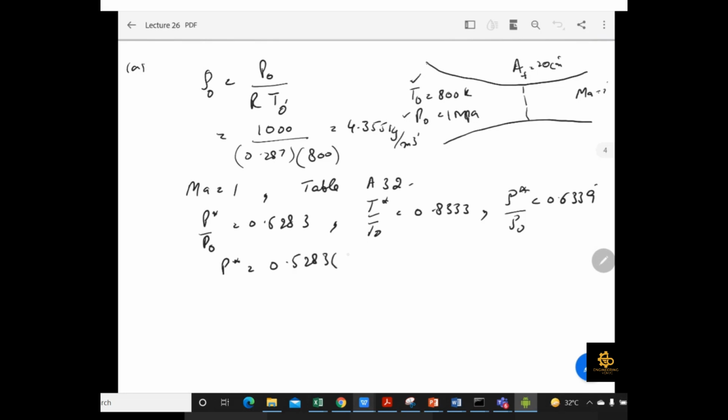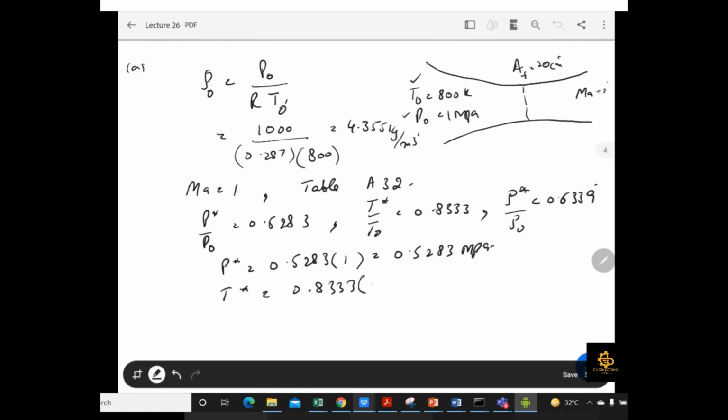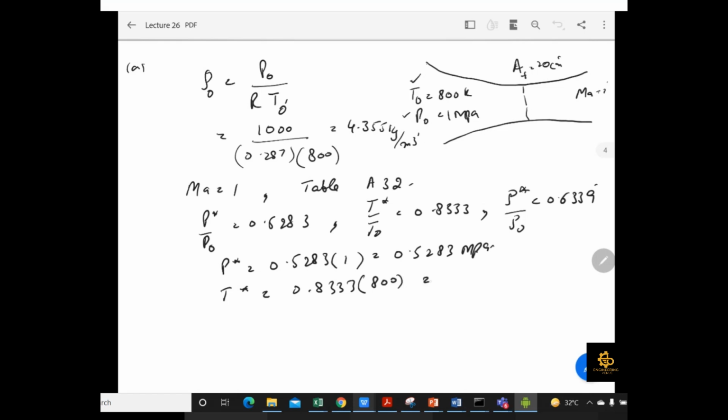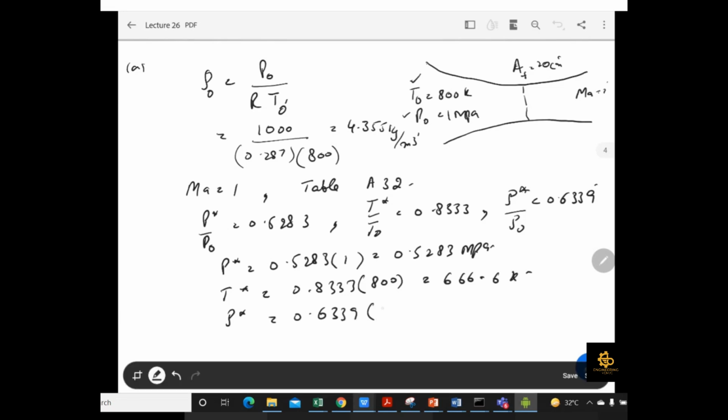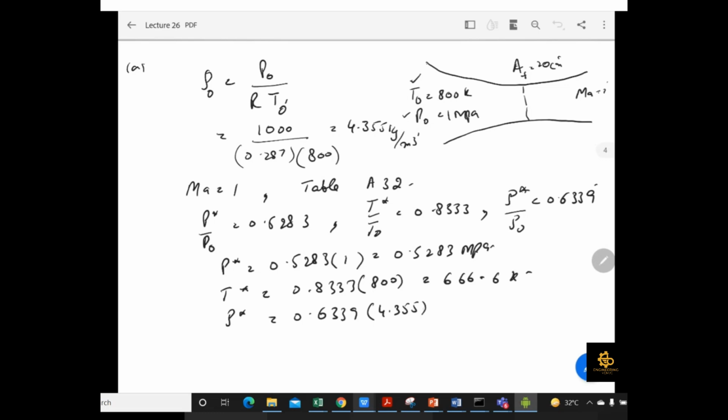From these relations, we can easily find part A. P star is equal to 0.5283 times P naught. P naught value is 1 megapascal, so it is 0.5283 megapascal. Similarly, you can easily find T star also. T star is 0.8333 times your stagnation temperature, which is 800 Kelvin. From here you can find 666.6 Kelvin as your T star. And rho star is 0.6339 times rho naught, which we already found, 4.355, that is equal to 2.761 kg per meter cube.